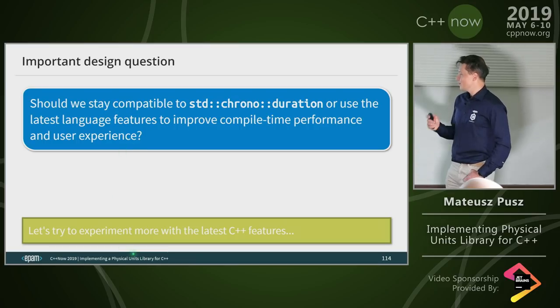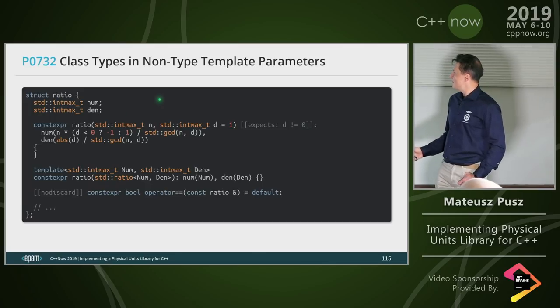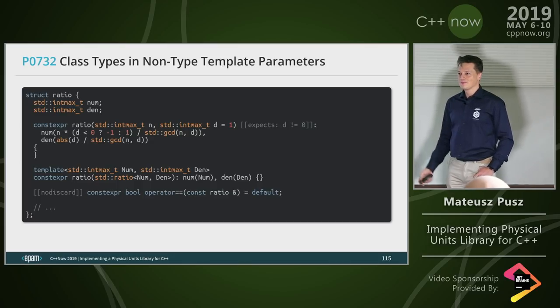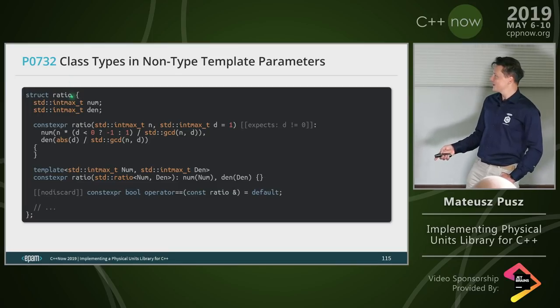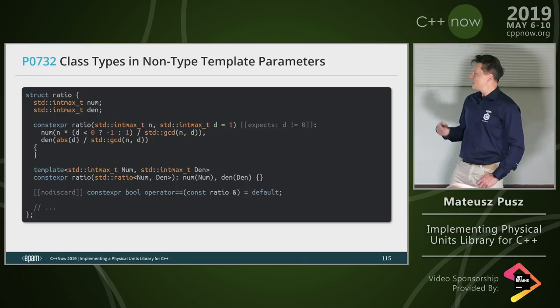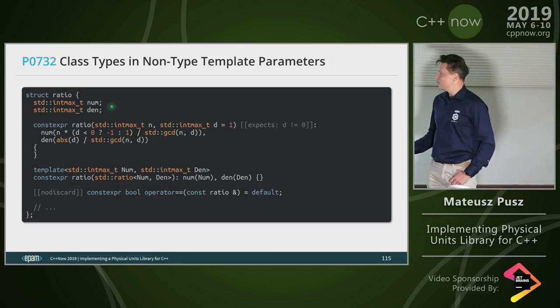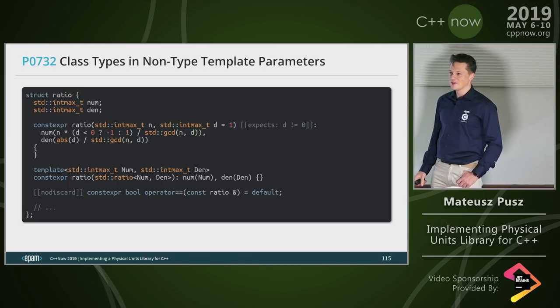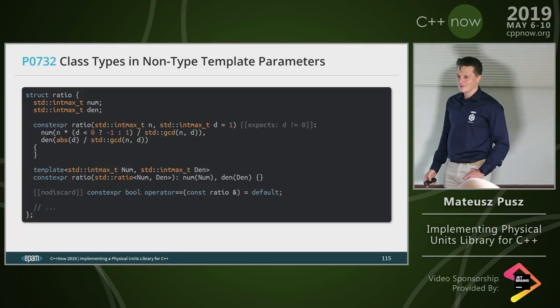So let's experiment a bit more with the latest C++ features. Let's go again to the class types in non-type template parameters, and let's think about ratio being a value type rather than a type, being a value. So instead of having a template ratio with two parameters, let's have a simple structure with two parameters. We are doing all of the stuff that is being done with template metaprogramming with ratio in the constructor, just to make sure that if you put in things like 2 and 4, you'll have 1 and 2 as a result. And we also can provide a converting constructor, for example, from std::ratio, if someone wants.